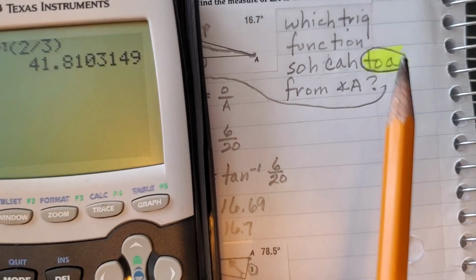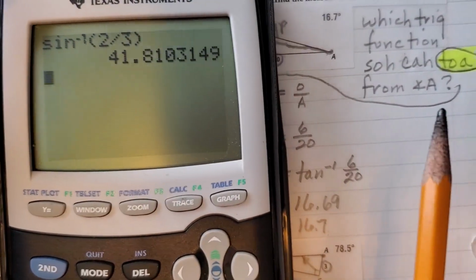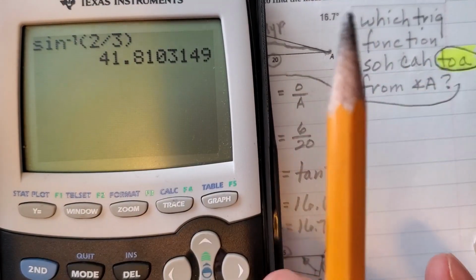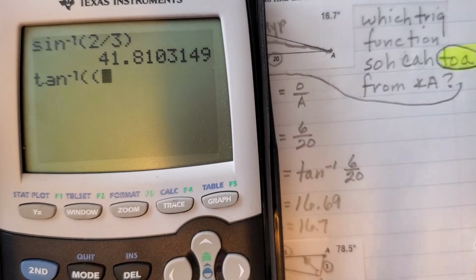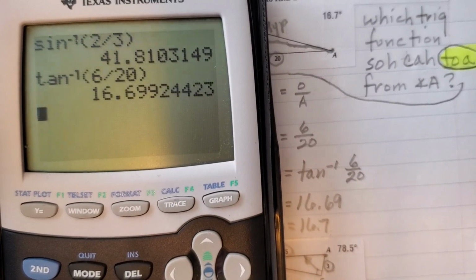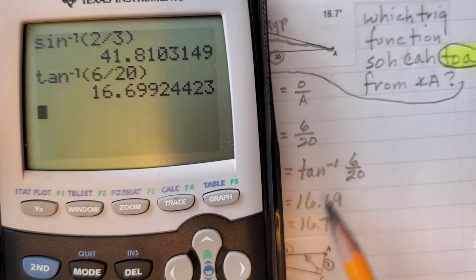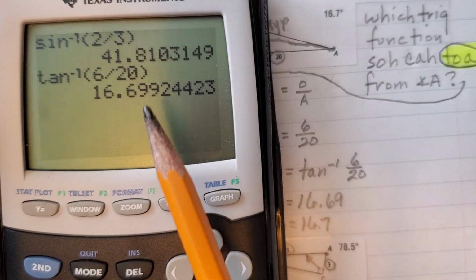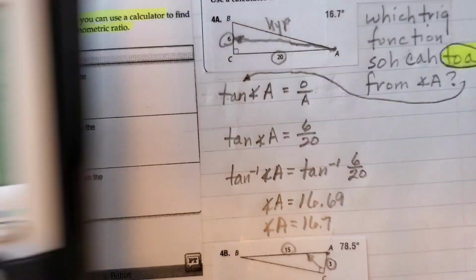If we go inverse tangent of 6/20 like that, we get 16.69, or 16.7, and that's how you'd work that on your calculator very easily.